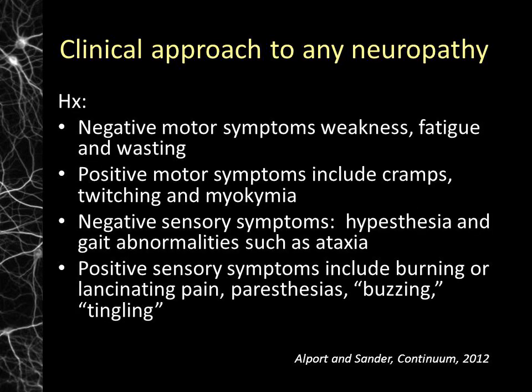Clinical approach to any neuropathy. History. Negative motor symptoms: weakness, fatigue and wasting. Positive motor symptoms include cramps, twitching and myokymia. Negative sensory symptoms: hypesthesia and gait abnormalities such as ataxia. Positive sensory symptoms include burning or lancinating pain, paresthesias, buzzing, tingling. Alport and Sander, Continuum, 2012.